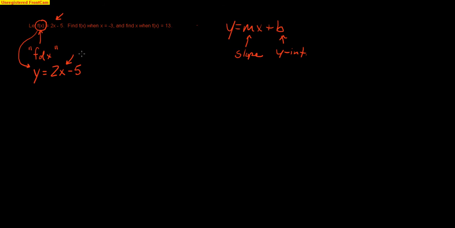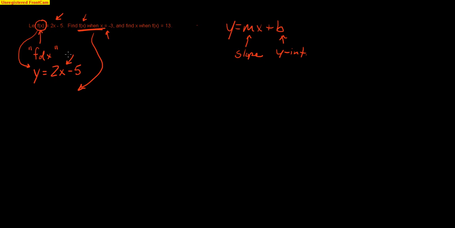So let's take a look at number 1, example 1. They ask us to do two things. First, this one will go right here. It says find f of x when x is -3. So these are plug and chug problems. Plug in what they give you for x and find what they're not giving you.